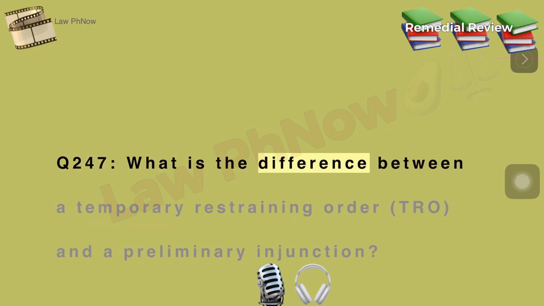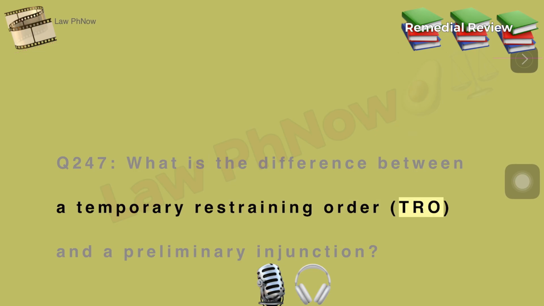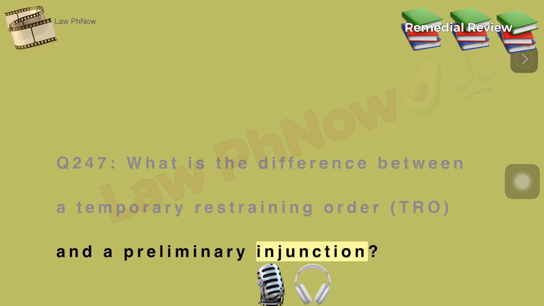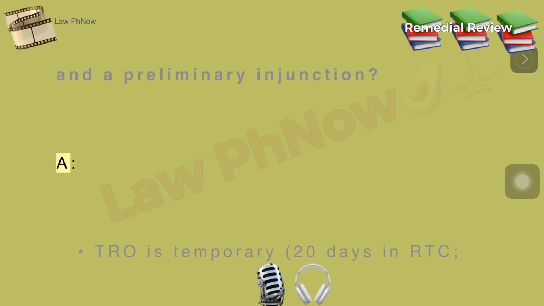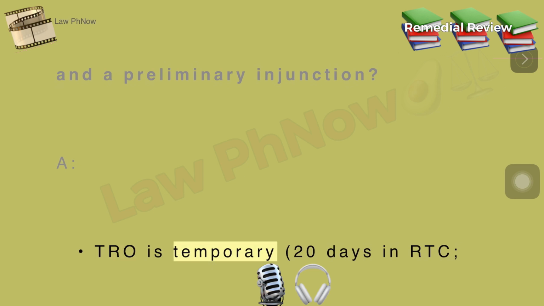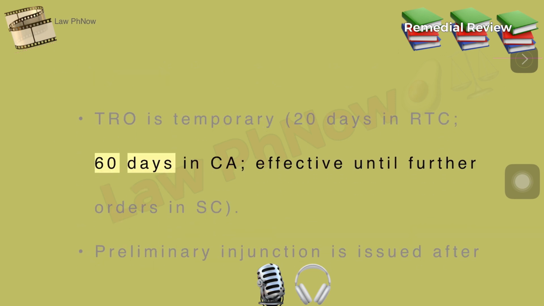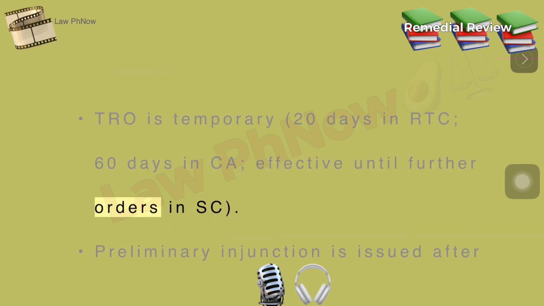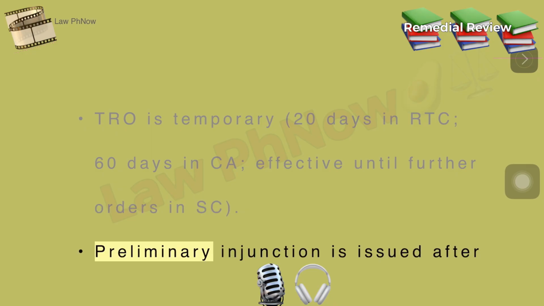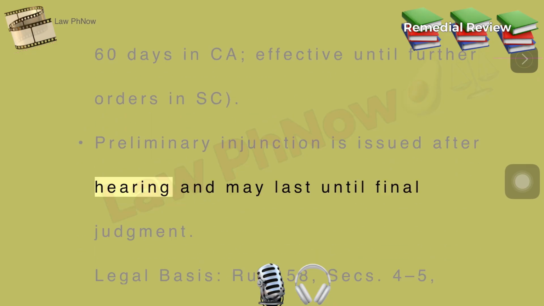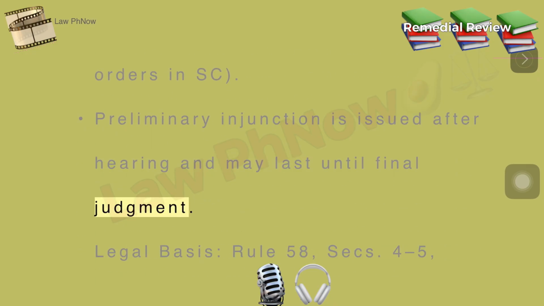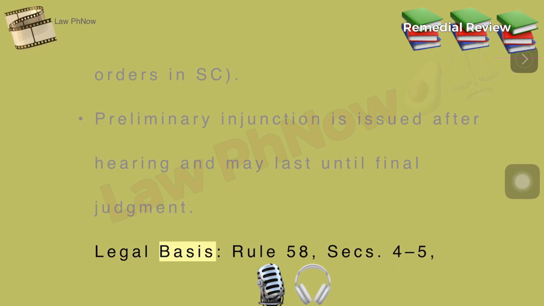Q247. What is the difference between a temporary restraining order, TRO, and a preliminary injunction? A. TRO is temporary: 20 days in RTC, 60 days in CA, effective until further orders in SC. Preliminary injunction is issued after hearing and may last until final judgment. Legal basis: Rule 58, Secs. 4 to 5, Rules of Court.